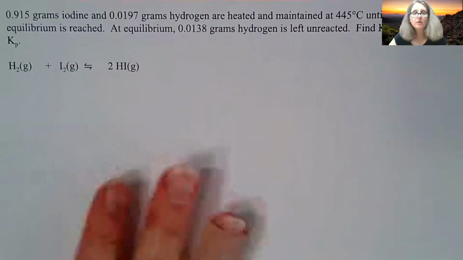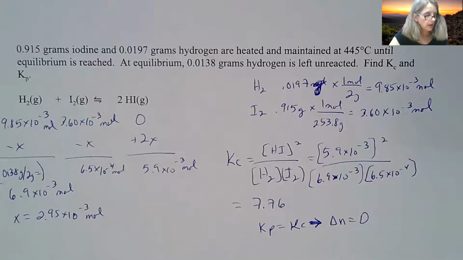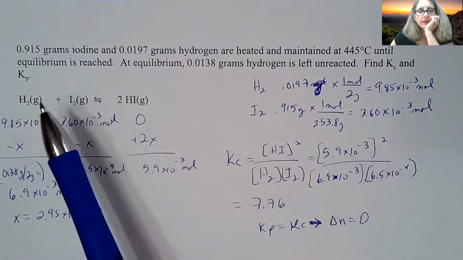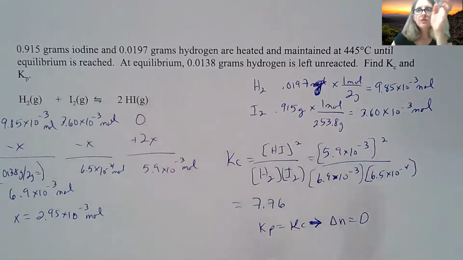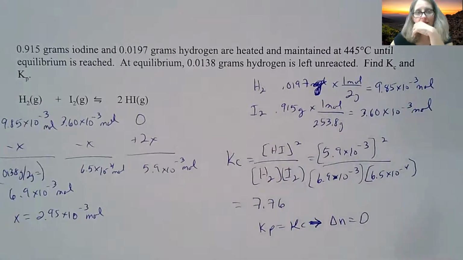All right, so why don't you try this last one? You're trying to find the Kc and the Kp for this reaction. I will come back and show you the answers. All right, so there's a lot of calculation you have to do here to get to your final answer. First, recognize that H2 plus I2 goes to 2HI, that there's no change in delta n, so your Kc and your Kp are going to be exactly the same.